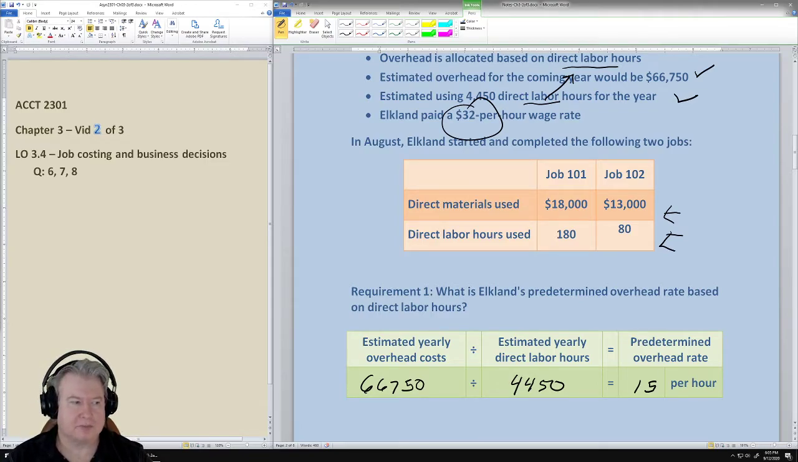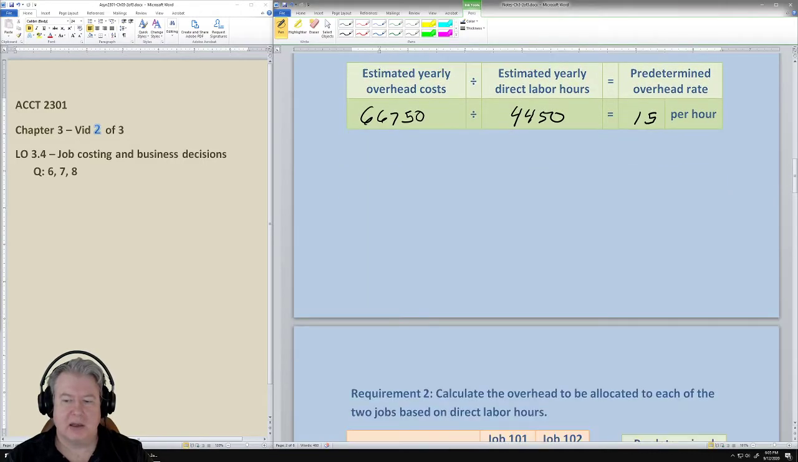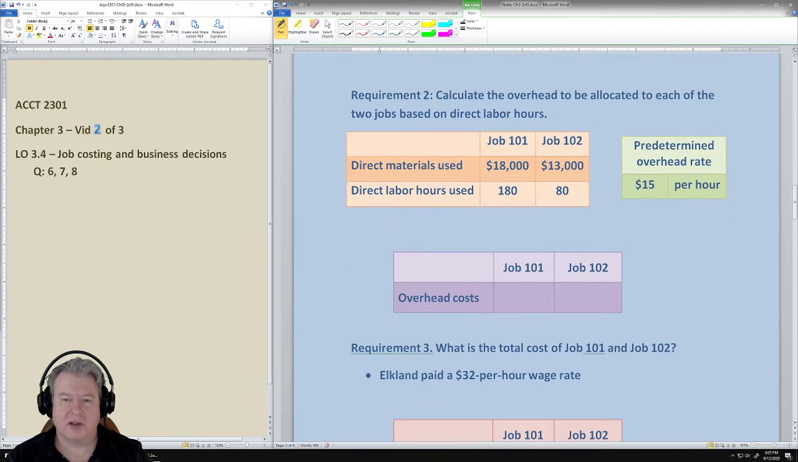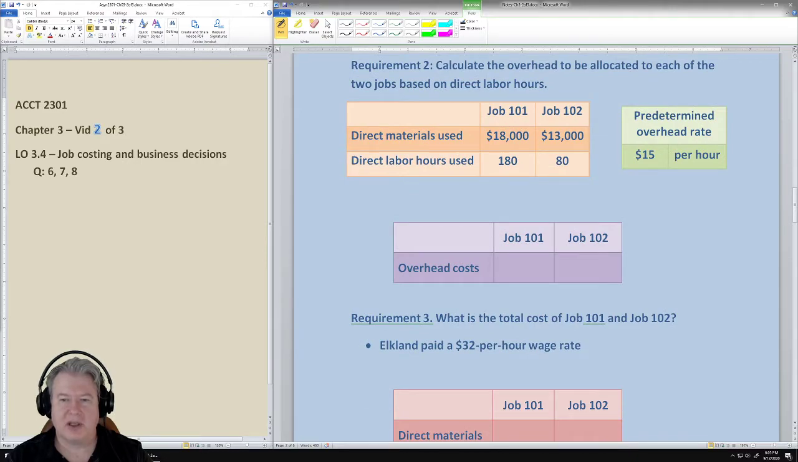Now we take this and we'll pull down the same chart, and we've already figured out the $15. The next requirement is to calculate the overhead to be allocated. So remember, step 1 is use the two estimates to figure out the rate. Step 2 is using that rate, apply it to actuals, right? Apply it to actuals to figure out what the costs are.